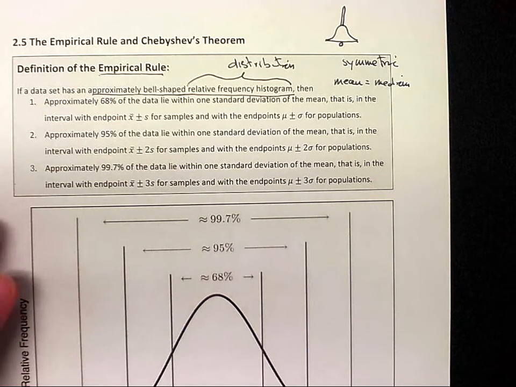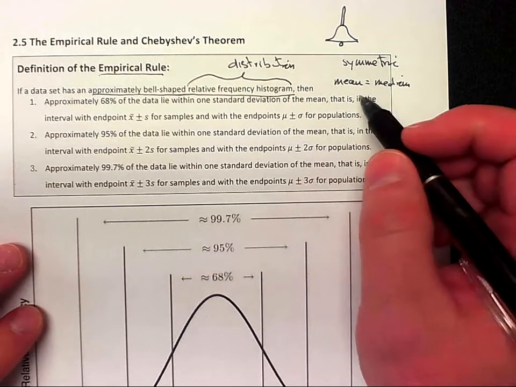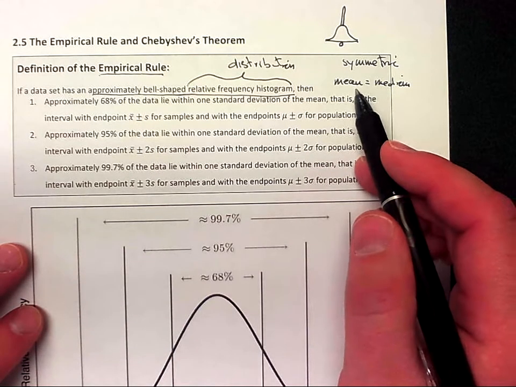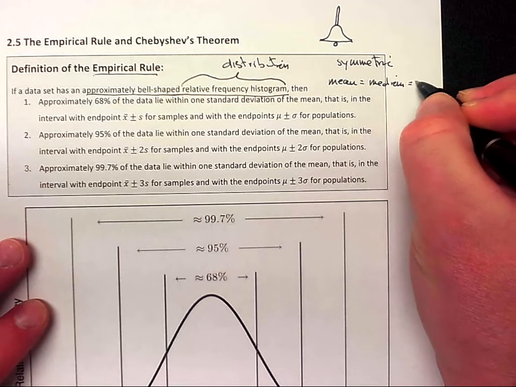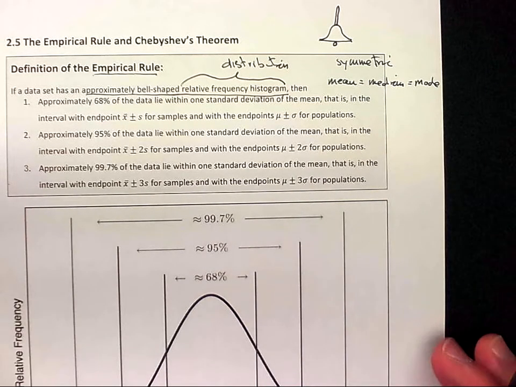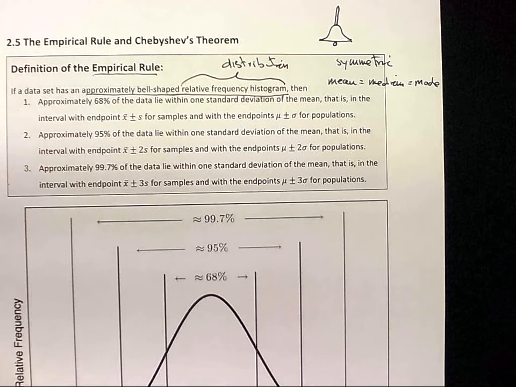Now, there's another very important concept for the empirical rule for a bell-shaped distribution. We're also going to say that the mean is equal to the median, and we're also going to say that it's equal to the mode. So what does that do for our distribution? If the mean is equal to the median, and that is equal to the mode, how many modes can we have? We can have one mode. Can we have 0 modes?